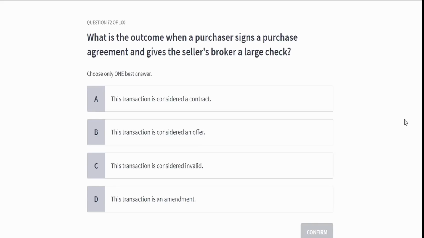All right, 72. What is the outcome when a purchaser signs a purchase agreement and gives the seller's broker a large check? Okay, and there are four options. A, the transaction is considered a contract. B, the transaction is considered an offer. C, the transaction is considered invalid. Or D, the transaction is an amendment. All right, I'm going to give you some time to think that one over and come up with your answer, starting now.